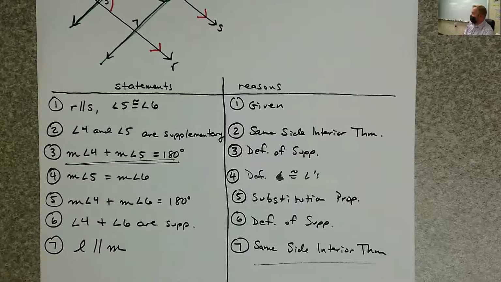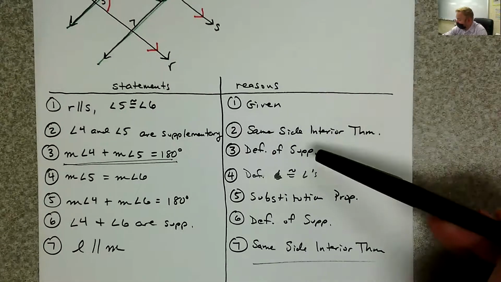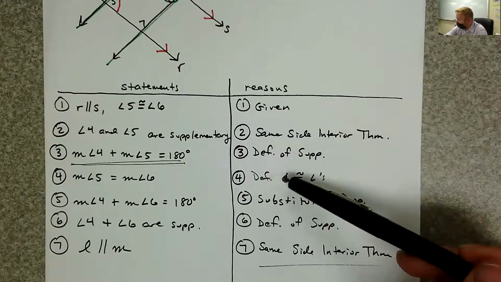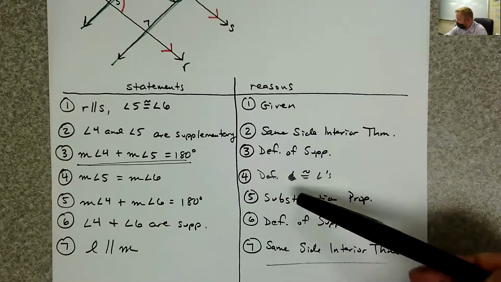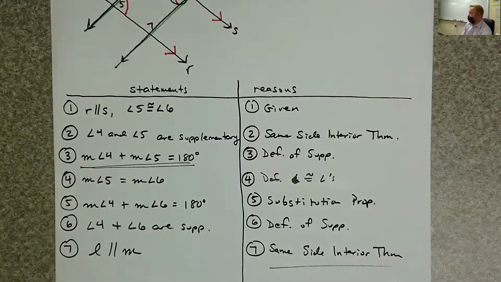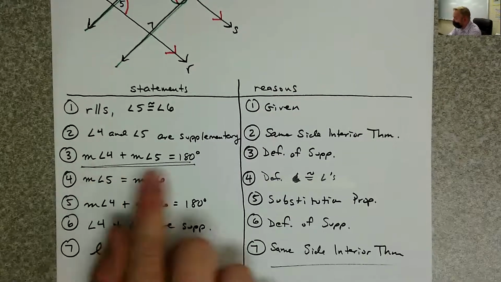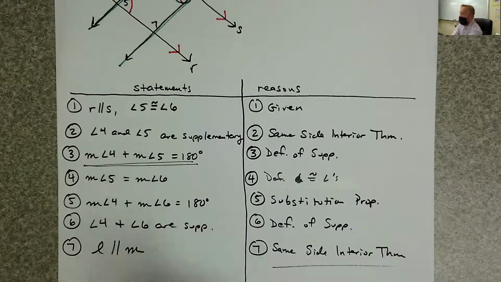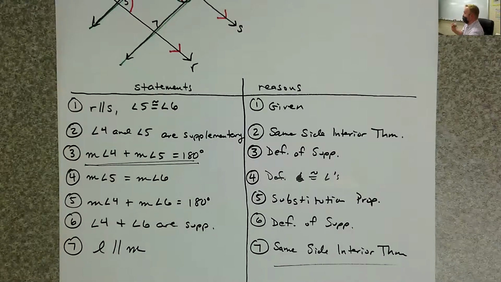That was a very symmetric proof. See what I mean? It was like same side interior theorem, definition of supplementary, except for this congruent thing. Then we had our congruent substitution. Then we went back to definition supplementary, back to same side interior. Both sides kind of mirrored each other. That's kind of cute. Okay, I had to do this measure thing because we can only substitute into an equation.